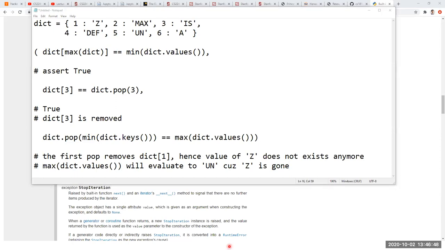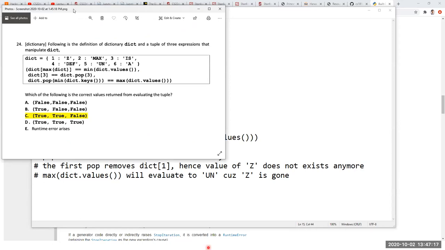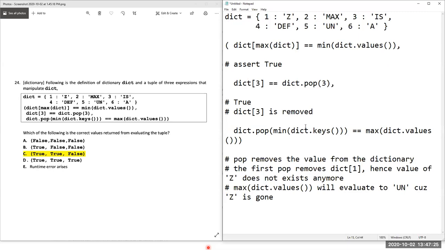Yes, that's the explanation. Remember, pop actually removes. Pop removes the value from the dictionary. Okay, thanks. Pop was covered in tutorial, but I asked you guys just to read through the slides. I didn't really talk about pop in depth. Pop removes key and value, right? Yes, pop really removes it. In fact, pop is also in list as well. For dict, by default you give the key, unless you do dict.values. Correct, Mel.